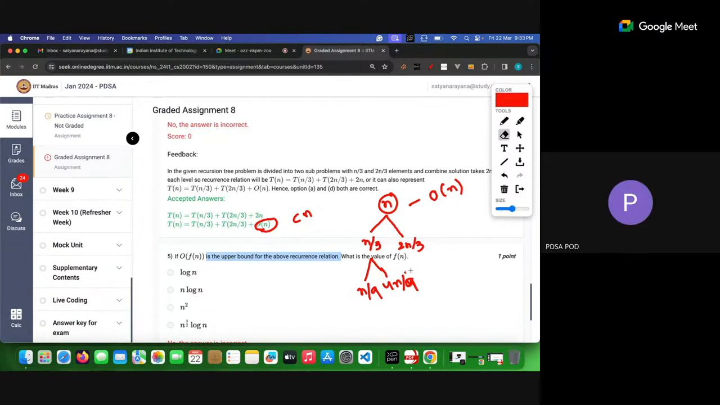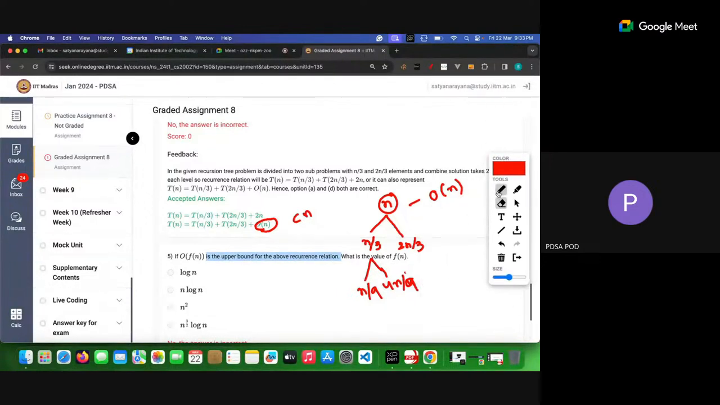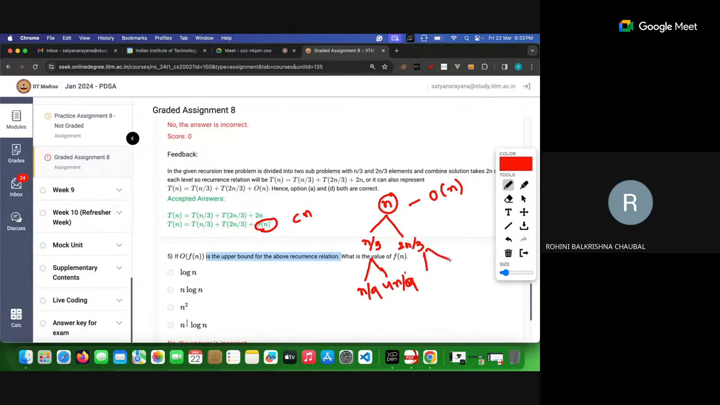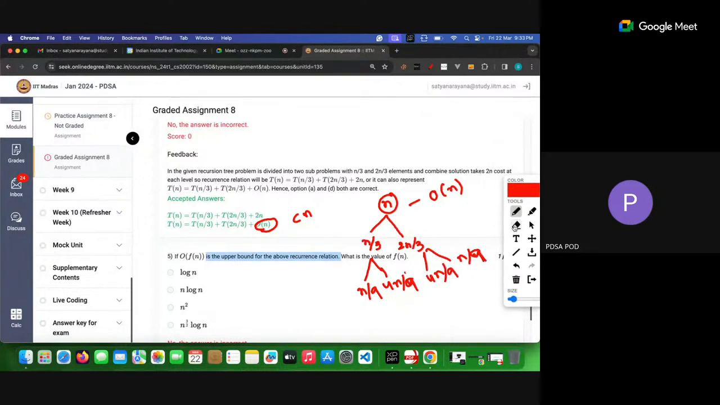In this case, what happens then? Again two levels. One is 2n by 9 and the second one will be 4n by 9, and this is n by 9. Is it right? 2n by 9, and then 4, it's 2 squared, 4. Yes, 4n by 9. It's given above: one will be 2n by 9 and the other one will be 4n by 9.